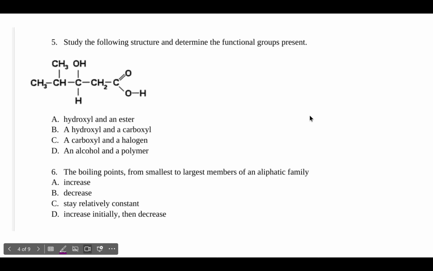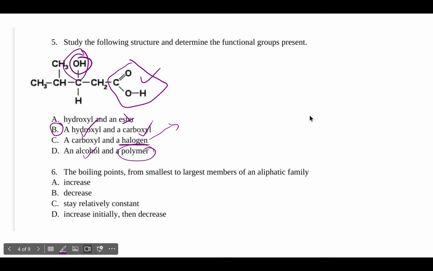Number 5, study the following structure and determine the functional groups present. So here, taking a look, we should identify this as a carboxylic acid and this as an alcohol. So let's go through this. Hydroxyl and an ester. There's no ester present. A hydroxyl, yep, because of the OH. Carboxyl, yep, because of the carboxyl group on the end. So this is going to be B. Letter C, carboxyl and a halogen. To be a halogen, you must see a halogen, from group 17 of the periodic table. And D, an alcohol, which we do see, which is also an OH group.